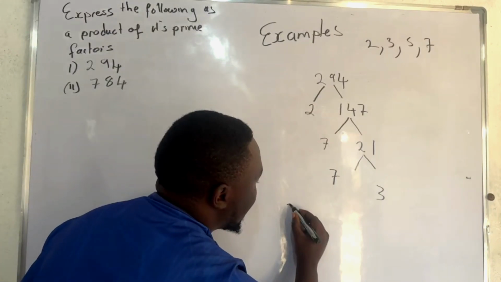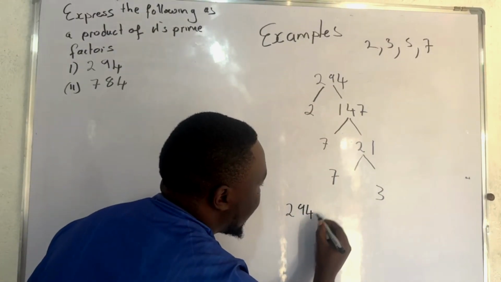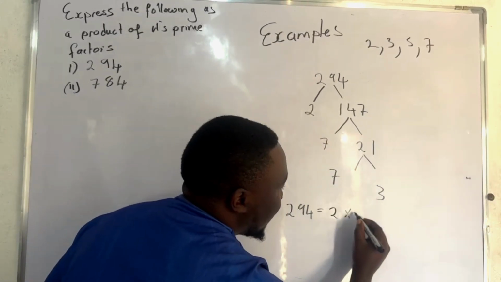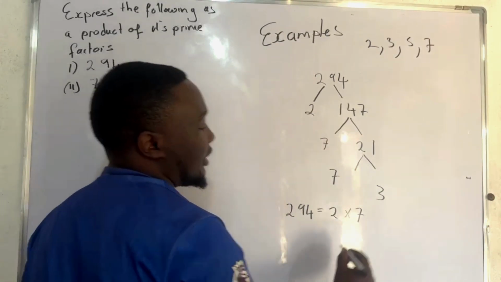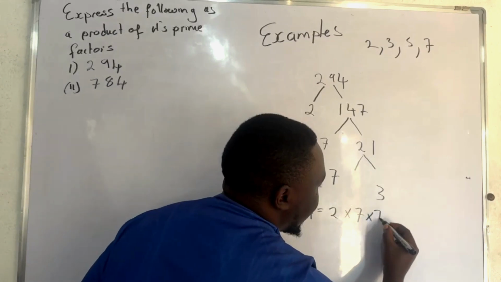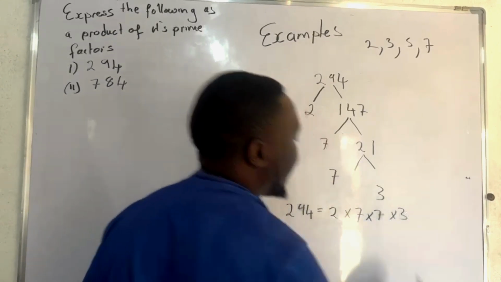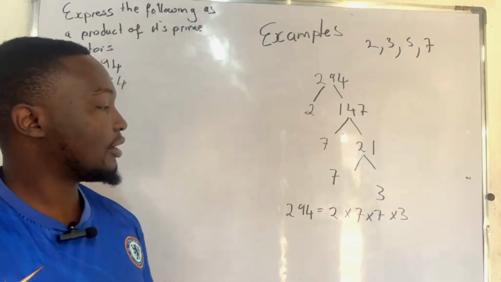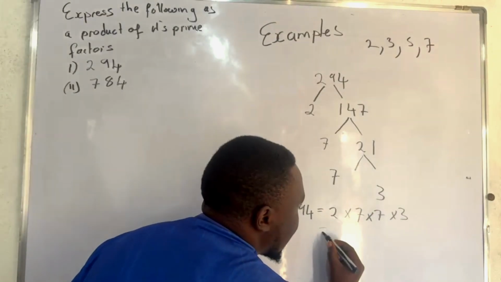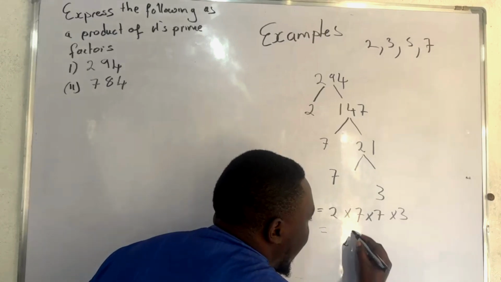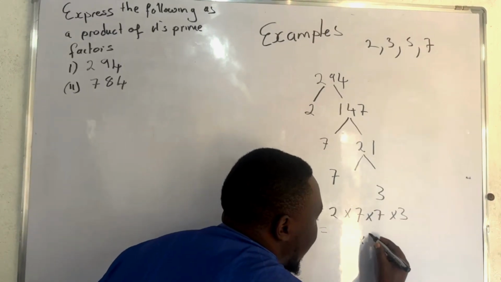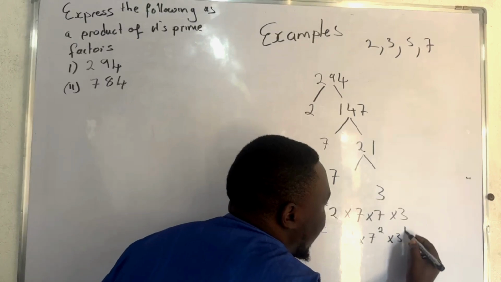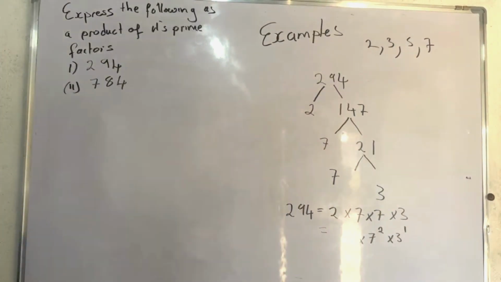So we take these, our factors, and the last remainder. Then we write 294 is equal to 2 multiplied by 7 multiplied by 7 multiplied by 3. We have two 7s here. You can also write it as 2 to the power 1 multiplied by 7 to the power 2 multiplied by 3 to the power 1. That is our answer there.